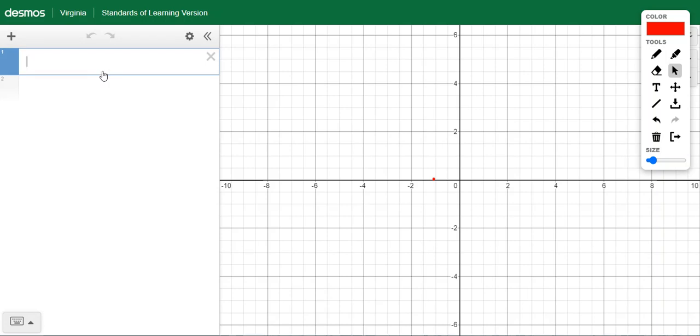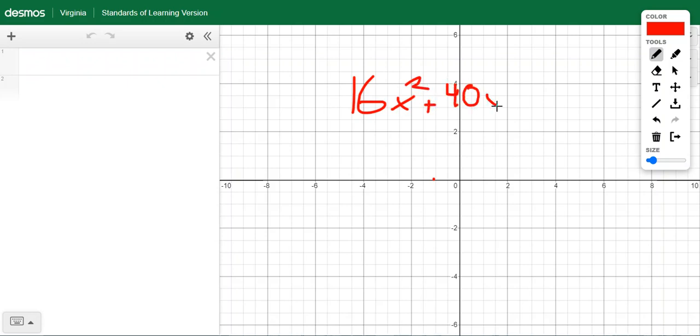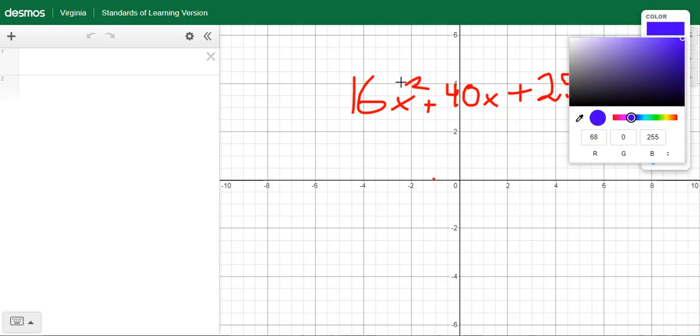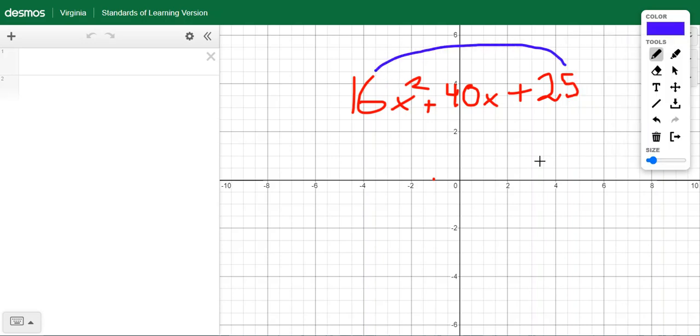Okay, so the problem is 16x squared plus 40x plus 25. Now I could factor out a common denominator here, but I'm going to show you how to do it without doing it that way and use larger numbers just for demonstration. The first thing we have to do is figure out what our AC is. I need 16 times 25. 16 times 25. Excellent, 400.